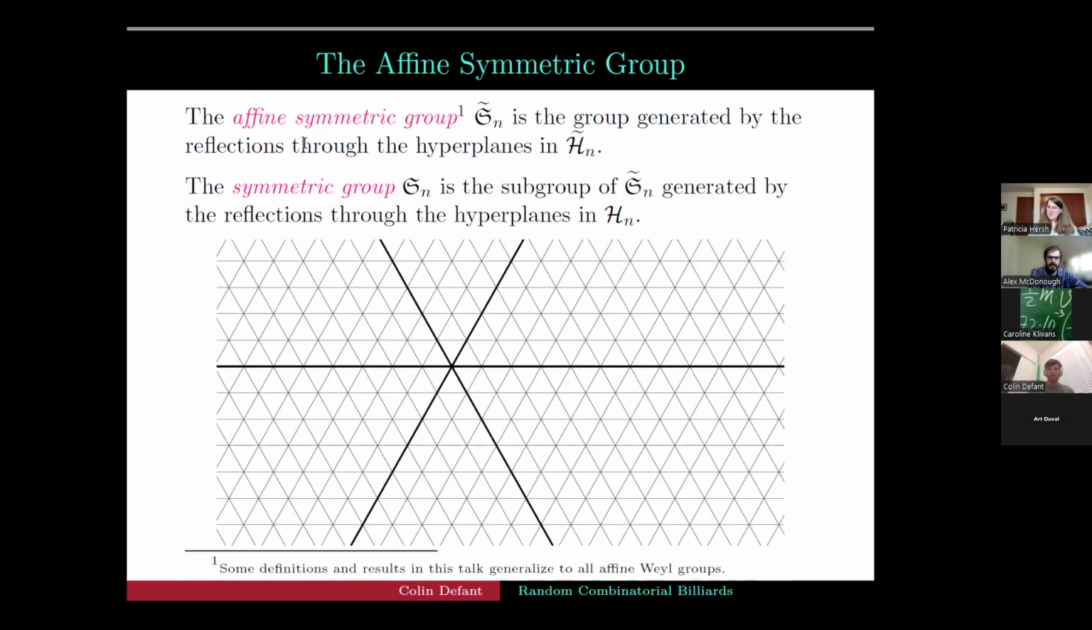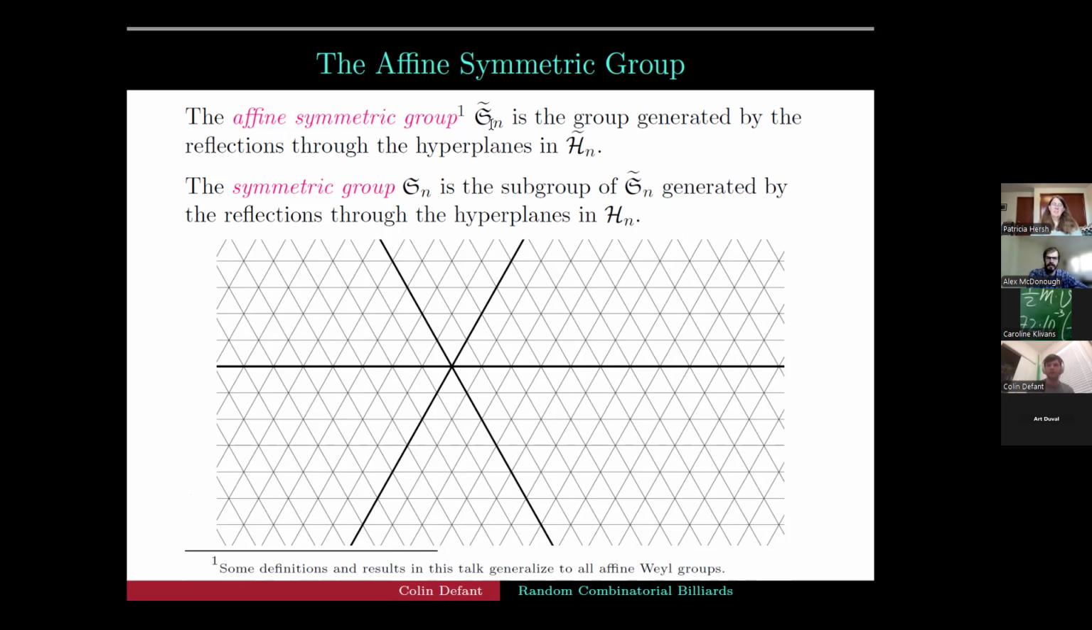So the affine symmetric group, which I'll denote by S_n tilde, is the group generated by the reflections through the hyperplanes in the affine braid arrangement. So if you imagine taking one of these lines in this picture and reflecting through that line, that's some affine transformation of this space. And then if you take the group generated by all of these infinitely many affine reflections, that's going to be some infinite group. And that's the affine symmetric group, S_n tilde.